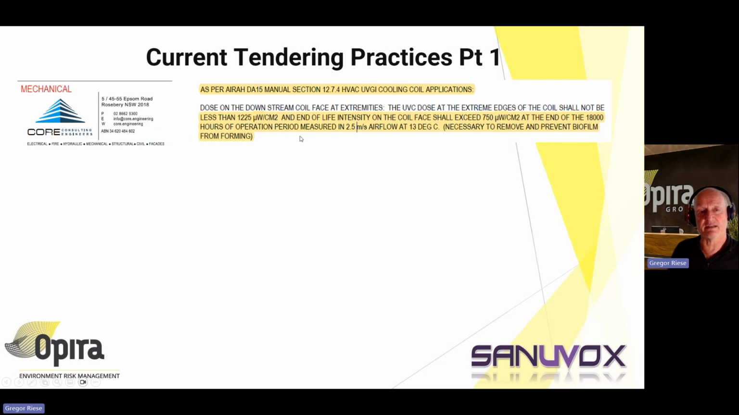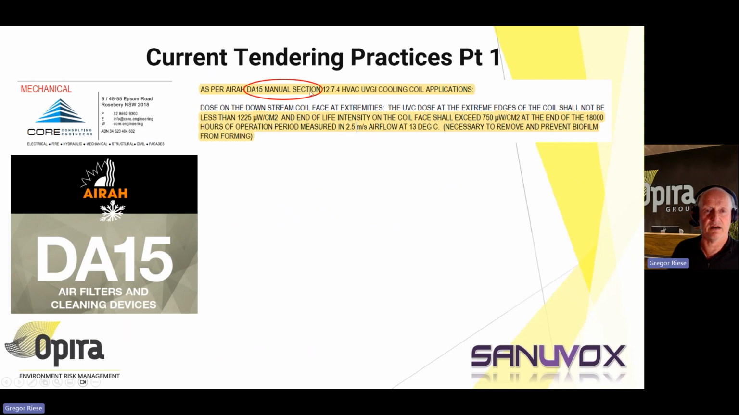Just looking at current tendering practices, though, what we're seeing is much higher doses being recommended on coils. This is a result of DA15, an ASHRAE publication, which has recommended 1225 microwatts per centimetre squared on the face, with an end-of-life intensity of 750 microwatts per centimetre squared, which are really very high levels in our consideration. That's 3 times what we recommend for cleaning a coil.